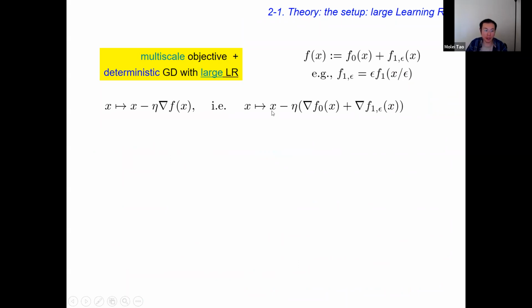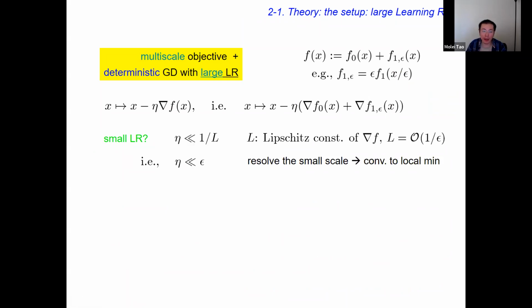What about a large learning rate? Let me first explain what I mean by a small learning rate. In optimization, it's well known that if the learning rate eta is smaller than 1 over L, where L is the Lipschitz constant of the gradient of the whole thing, then you would just converge to a nearby local minimum. In this case, this gives me a requirement that eta has to be smaller than epsilon. In this case, the dynamics completely resolves the small scale of the potential, and you just get boring convergence to a nearby local minimum.